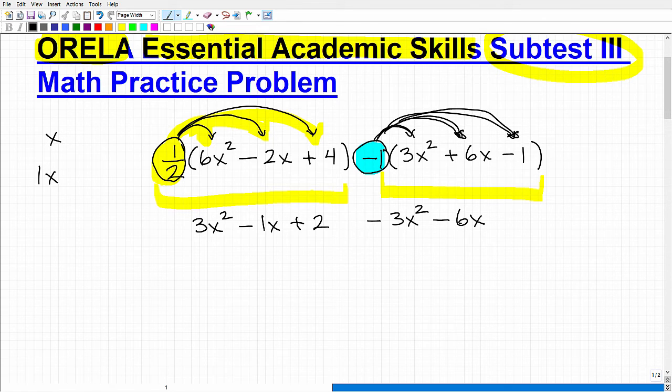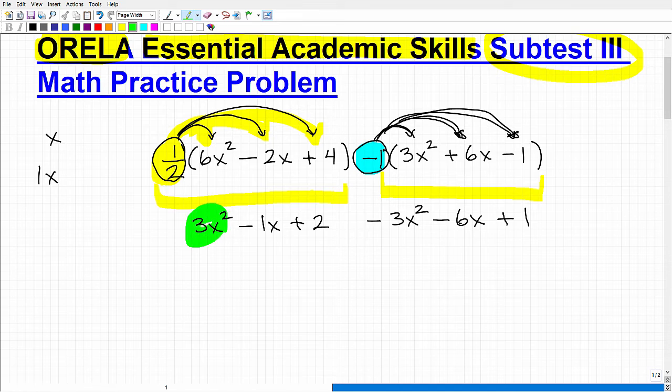So you've got to be very careful with these signs. So negative 1 times a negative 1 is a positive 1. Okay, so that's the first step in simplifying. And what I did was use the distributive property so I can see all these terms. And now it's just a matter of adding like terms.